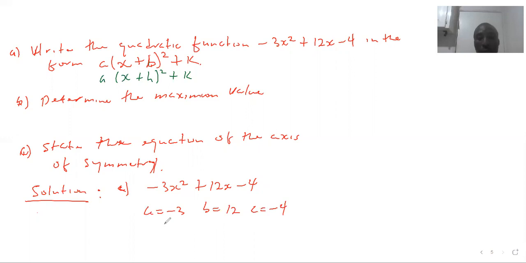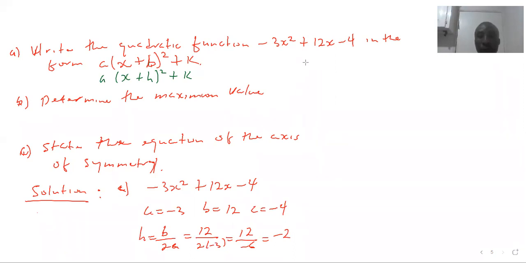Now we go ahead and work out. We are going to find h. h is b over 2a. So my b here is going to be 12 over 2 times a, which is -3. When I work this out, I'm going to get 12 over -6, which will give me -2 as my answer for h. All right.